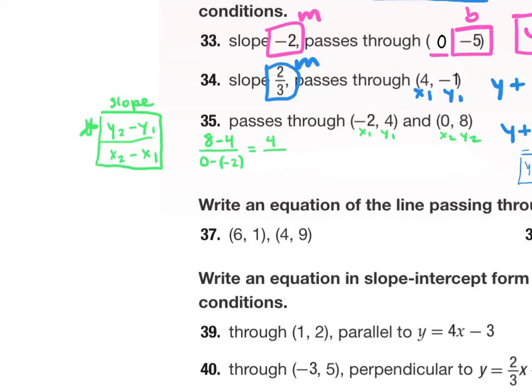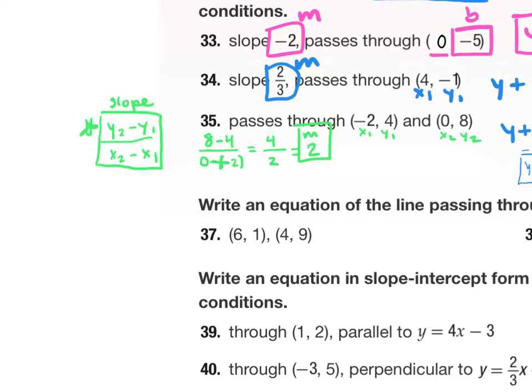This becomes a big plus sign. That minus negative becomes a plus. So then we just have 0 plus 2, which is 2. What can we simplify here? What's 4 over 2? 2. So 4 over 2 simplifies to 2. So our slope is 2.